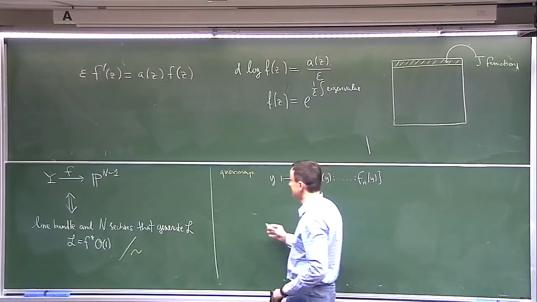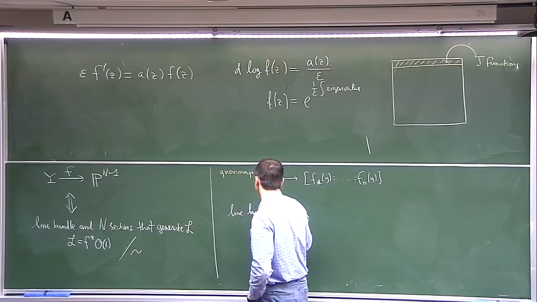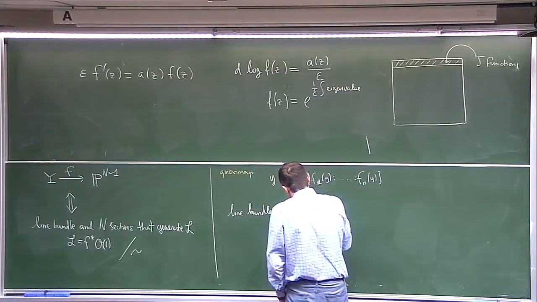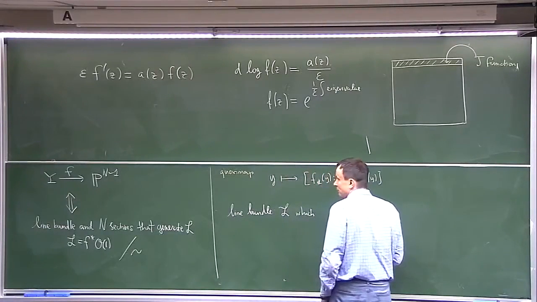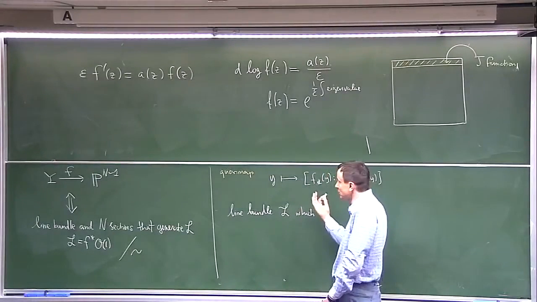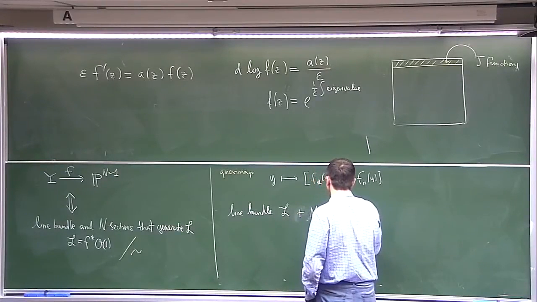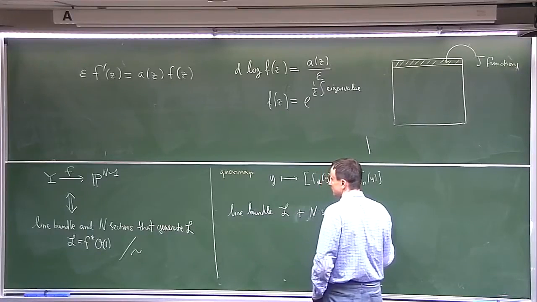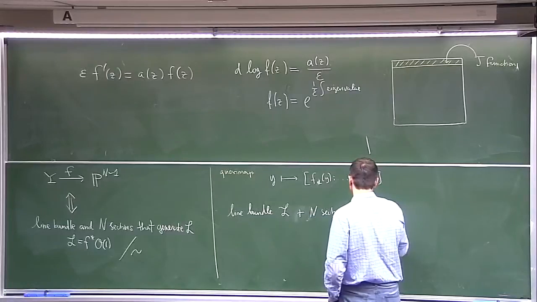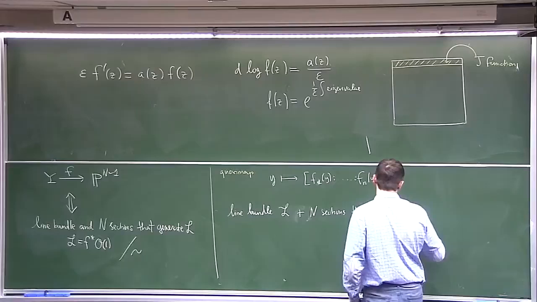So this means I have a line bundle L, which need not be pulled back, just some line bundle plus n sections. Well, I guess they're not identically vanishing. That generate L generically.